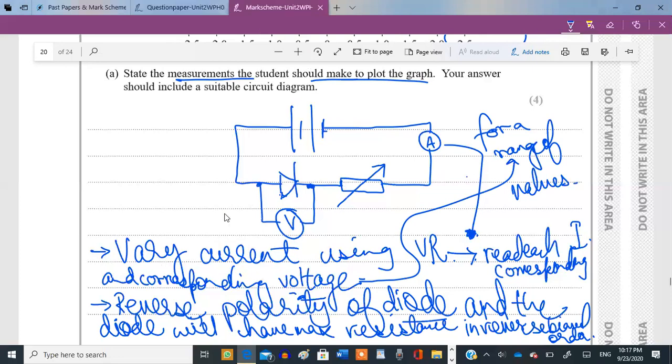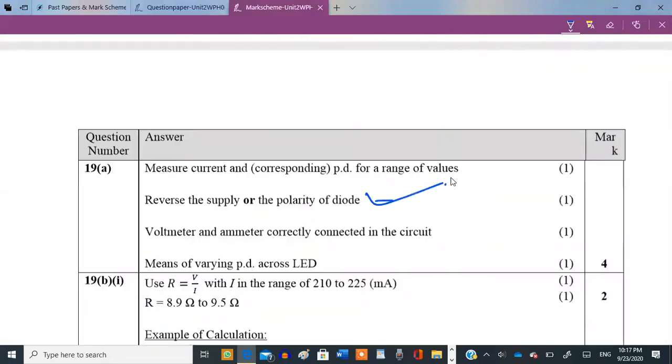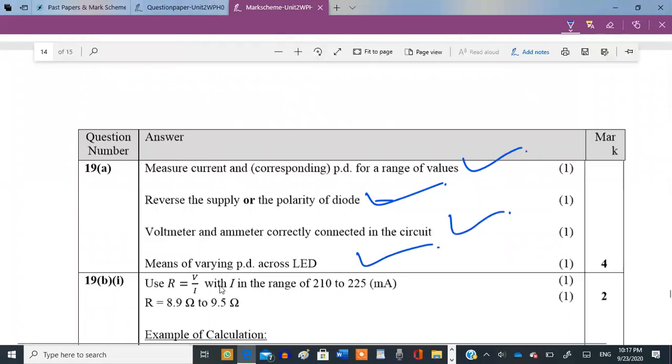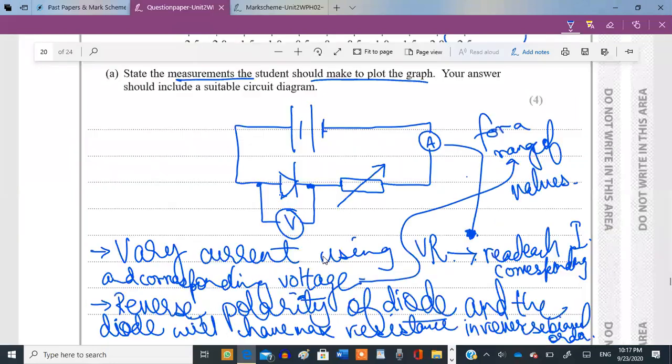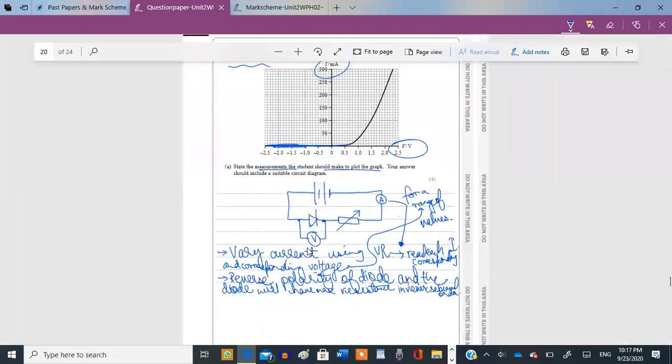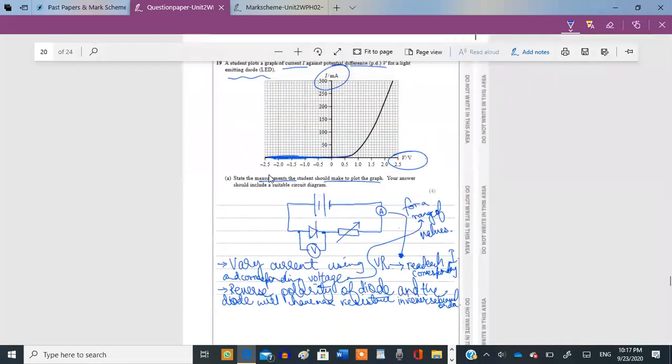Then reverse the supply of the diode. Okay, we did that, meaning the polarity. Which ammeter correctly connected, the means of varying it. Also, yeah, we did that. We added the variable resistor. Okay, we got all the 4 points. Is this clear? Yep. Okay.